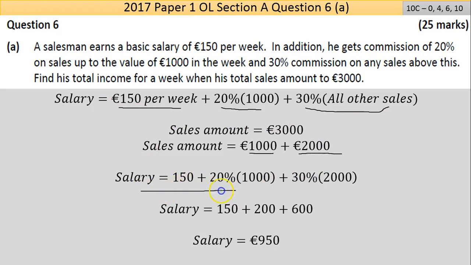I end up with this calculation here. Okay. So 20% of 1,000 is 200, 30% of 2,000 is 600. Add those three amounts to the 150, his base pay and his commission. You end up with €950 per week. And that's that.